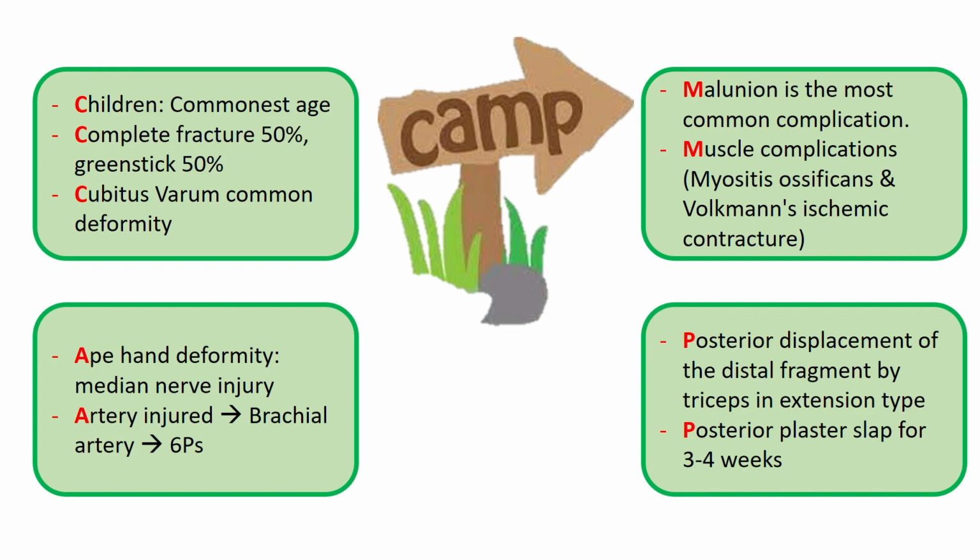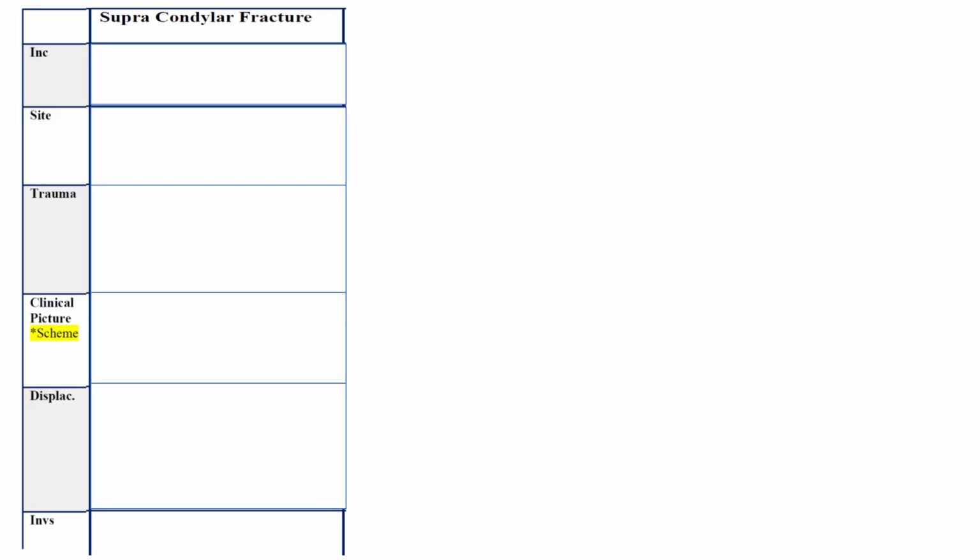And usually supracondylar fracture of the humerus is very similar to the posterior elbow dislocation. That's why the CAMP mnemonic is very important. Moving through our table, for the incidence, we have said that it's usually more common in children, especially males, and 50% greenstick and 50% complete.